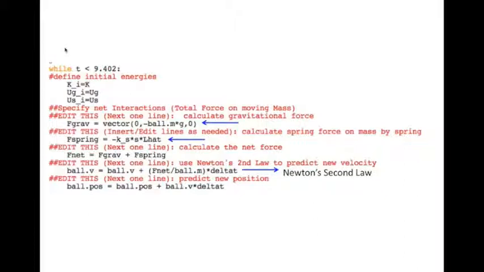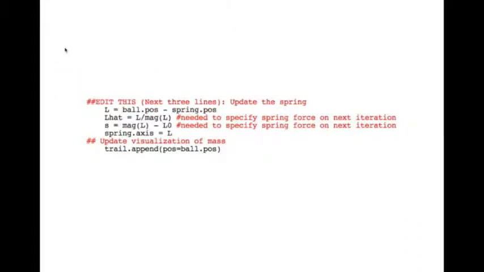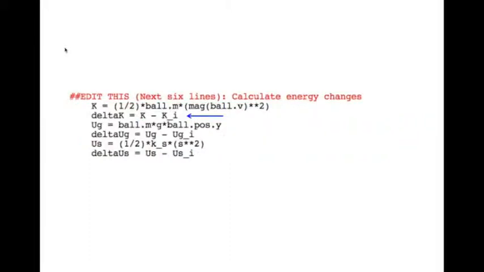The two forces shown were calculated using the same values for the force used in the calculation for the relaxed length of the spring. Newton's second law was used to update the spring's velocity and position. The value of S was then updated in order to account for the new position of the mass compared to the spring. Using the values that were set as K, U sub G, and U sub S initial at the beginning of the while loop, the changes in kinetic energy, gravitational potential energy, and spring potential energy were added.